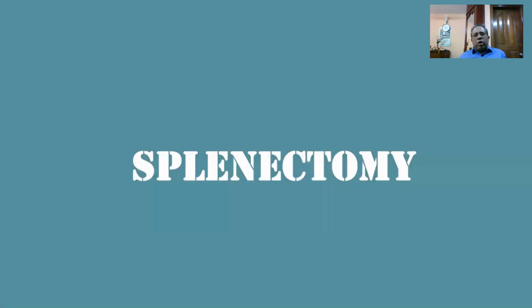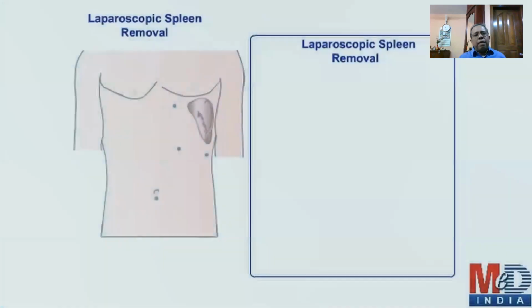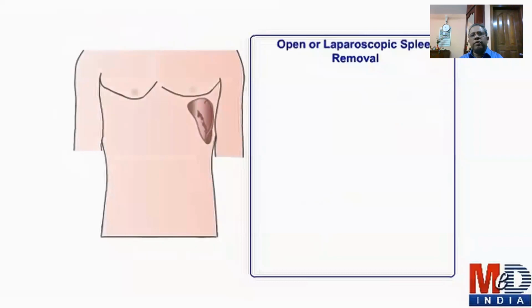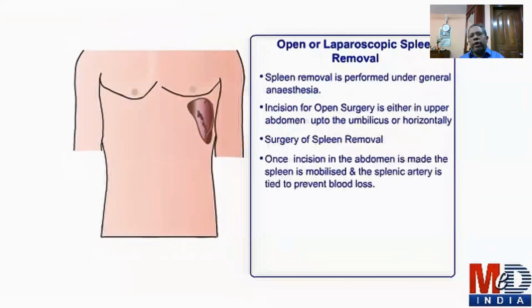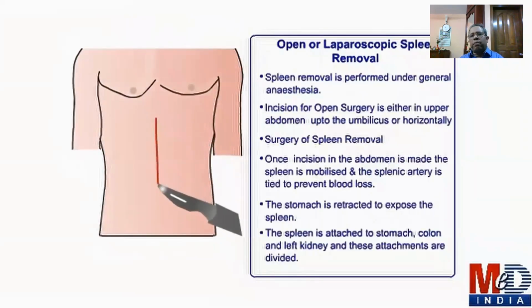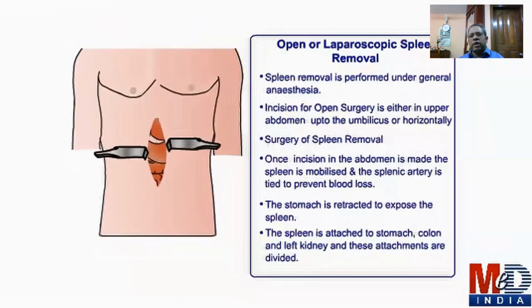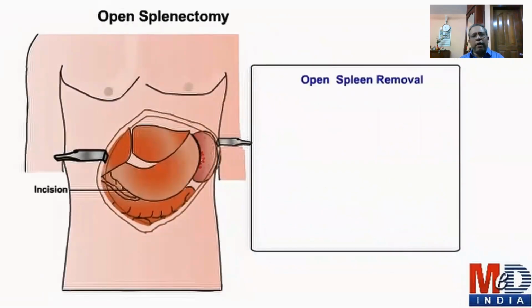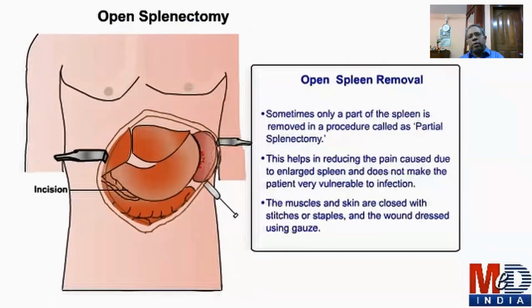So for splenectomy, there is laparoscopic spleen removal. Spleen removal is performed under anesthesia. Laparoscopic removal involves creating three or four small ports or holes. Open or laparoscopic spleen removal is performed under anesthesia. The incision of open surgery is either in the upper abdomen, above the umbilicus, or horizontal. Now, open spleen removal.